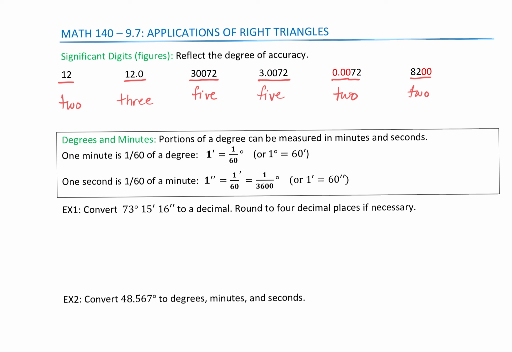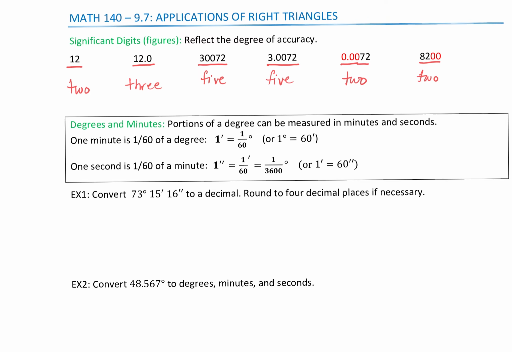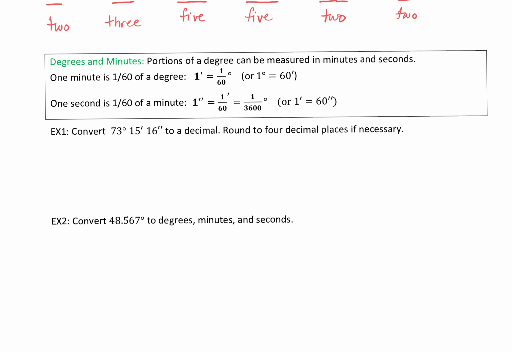So moving on from significant digits or significant figures, we also have degrees and minutes. Sometimes you will see degrees written in terms of minutes or even seconds. Think of a clock where each hour is a degree. So our circles that are 360 degrees would be like a 360-hour clock, where each degree can be seen as 60 minutes. So if you want to translate 1 minute, it's going to be 1/60th of a degree.